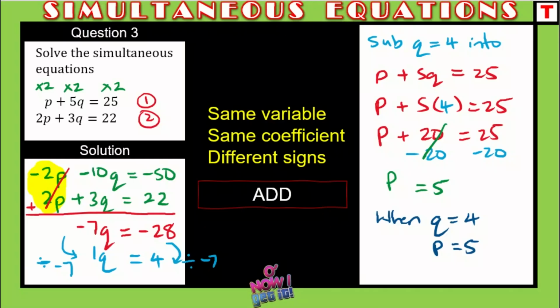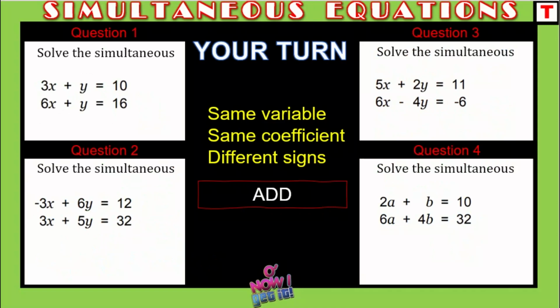I would like for us to have a go at the following questions just to test our understanding of the concept so far. So keep in mind we're working with the same variable, same coefficient, but they must have different signs. And once you have satisfied all 3 conditions, you're going to add. So pause the video and have a go, and then you will see the solutions coming up after.